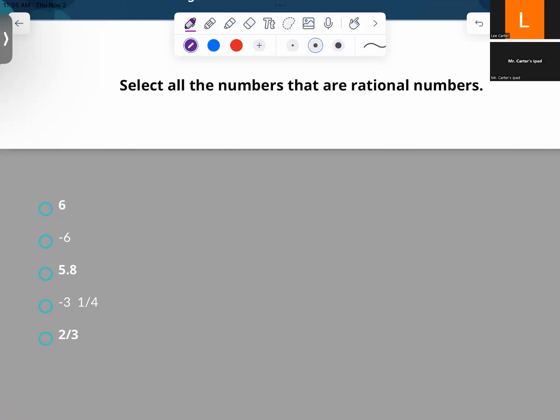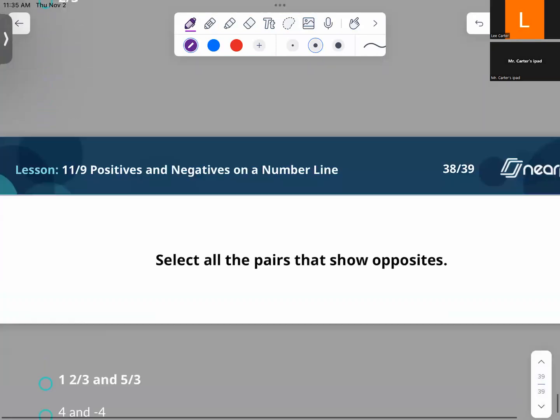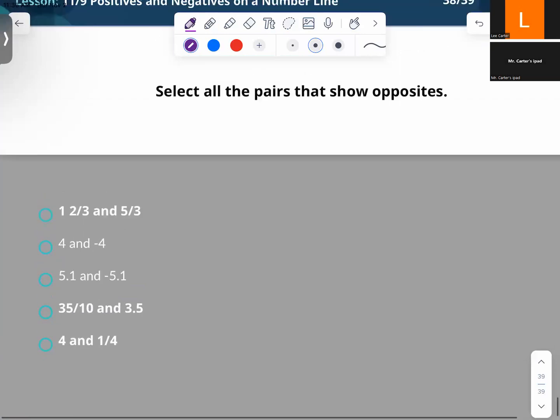All right, so for the first one, this one right here, all of these are rational numbers. Okay, they all can be written as fractions. Right, that's it. And then the pairs that show opposites, that would be B right there and C. Right, these are the same, not opposite. These are the same, not opposite. And these are reciprocals, which means the number flipped over, but they're not opposite. So 4 and -4, or 1/4 and -1/4.